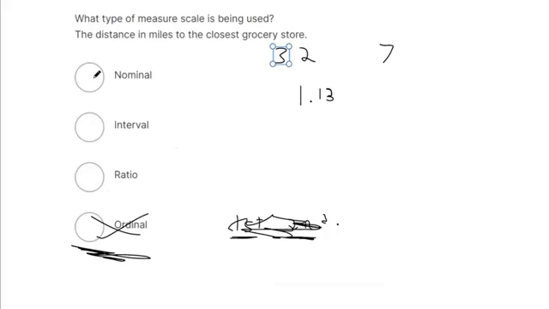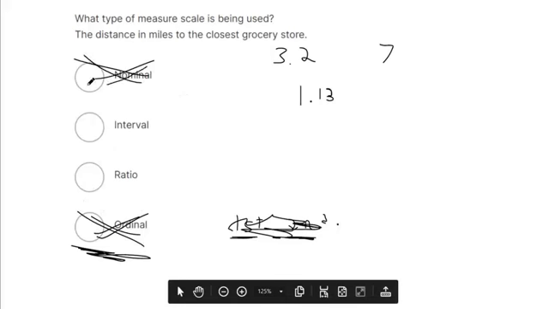Nominal variables are just like ordinal variables, except they can't be ordered. So this could be like a bunch of different people's eye color. It could be blue, could be brown. It doesn't make sense to put blue before brown or vice versa. There's no order to it. So this isn't nominal either. They're not categories. These are both categorical variables. It's either interval or ratio.